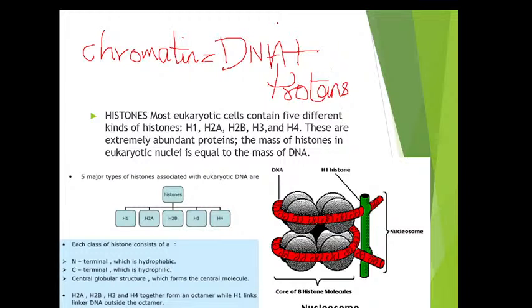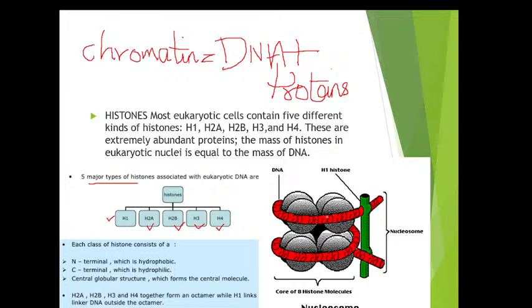So the histones of eukaryotes are of 5 different types: H1, H2A, H2B, H3 and H4. These are the abundant proteins associated with eukaryotic cells, and the mass of histones is equal to the amount of DNA. Let's see the structure of histone proteins.